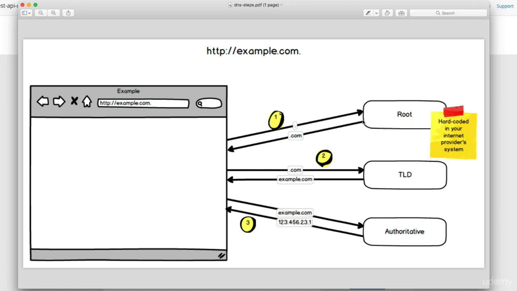So the first thing is to go to a root name server. That tells us the top level domain name servers. And that tells us the authoritative name servers. And that tells us the IP address which we then load.